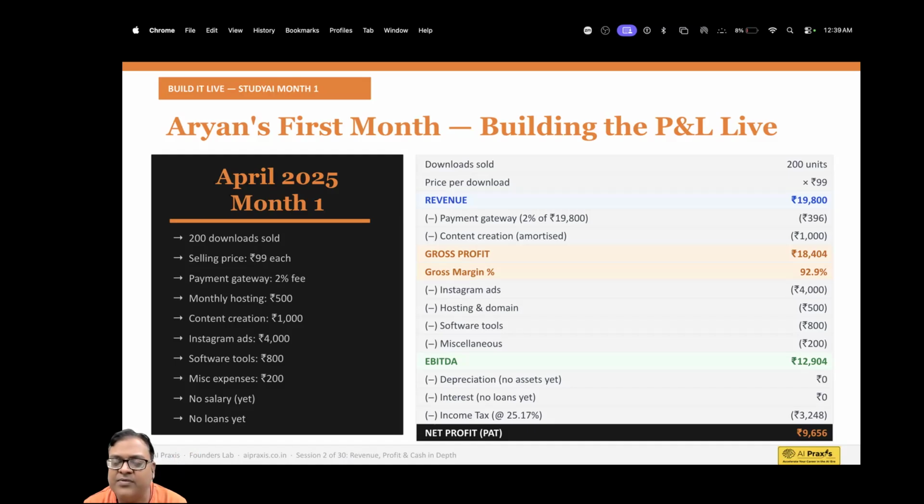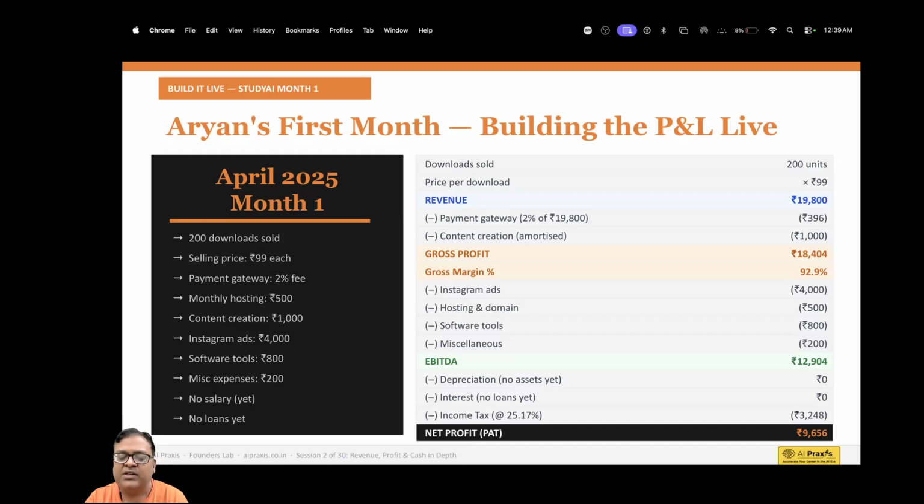What he gets as the gross profit is 18,404. This is the 92.9% gross margin. How do you calculate? Very simple. Take the gross profit, which is 18,404, divided by the revenue, that's 19,800, multiplied by 100, 92.9. So the formula is very simple. Revenue minus COGS divided by revenue. That's it for gross margin.